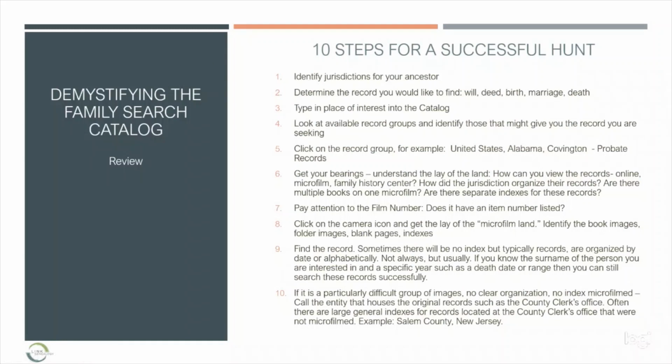So first, identify jurisdiction or the place where your ancestor lived. Second, determine what record group will tell you the information you need. Do you want death information? Are you looking at probate records or vital records? Then you're going to type the place of interest into the catalog search function. You'll look at available record groups and identify the ones that you're interested in, such as probate, vital record.